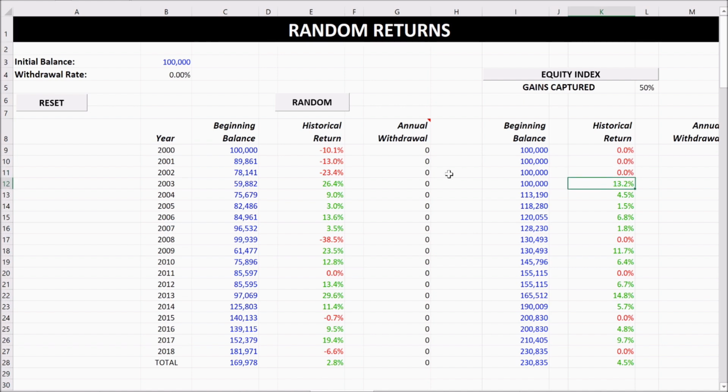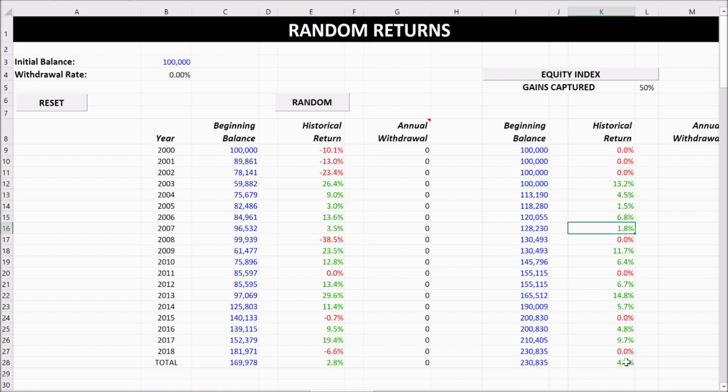So we see here in the year 2003, the S&P returned 26.4%. Over on the right-hand side, we got 50% of that 26% return. So we got 13.2%, right? We're only going to get half of the gains. You see that every time the market goes up on the left-hand side, we're only going to get half of it here on the right, all the way down.